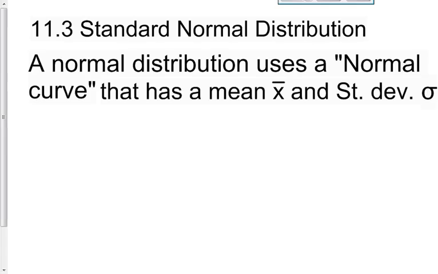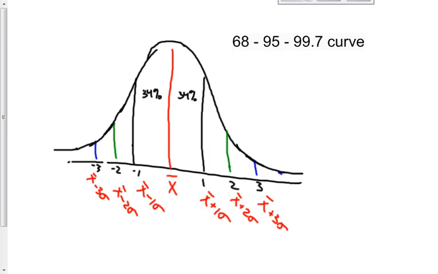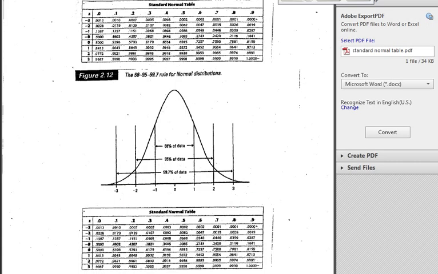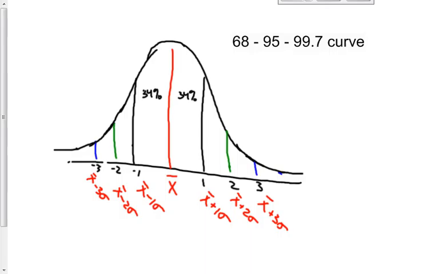A normal distribution uses a normal curve that has a mean and a standard deviation. We're going to be using these symbols today, your mean symbol and your standard deviation symbol, sigma. Now if you take out that table that I gave you, this is a sample of your bell curve. Your picture actually looks like this guy right here. This curve is called the normal curve.